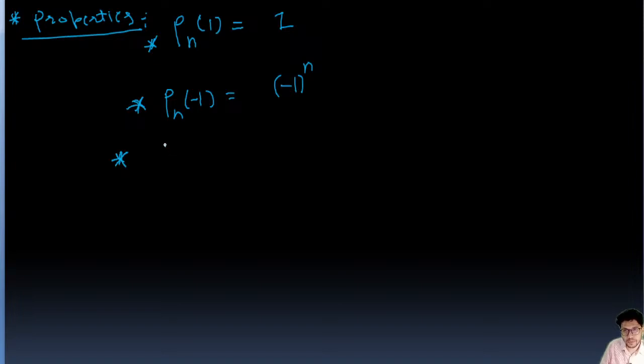And this is a very important property: P_n(minus x) is going to be minus 1 to the power n P_n(x). Guys, you must know this. If you have P_n(minus x), you can convert it into P_n(x) by multiplying by minus 1 to the power n. So these are the properties.